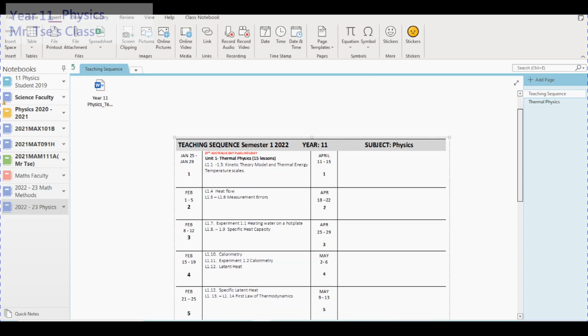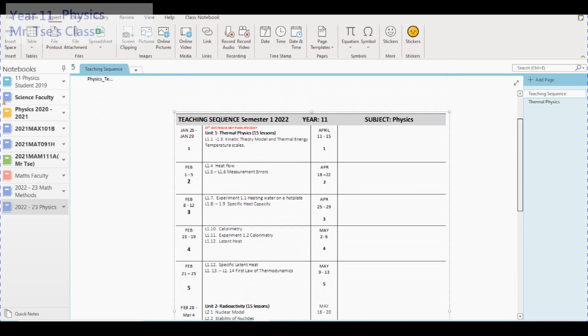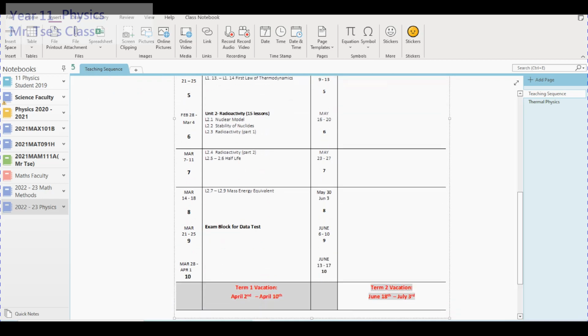Okay, and in that teaching sequence, I've uploaded the sequence for the first term. Okay, you see on week 9, there will be an exam block for the data test. That's the only assessment we will have for the first term. And we will work on that data test. You will know what the data test is later.